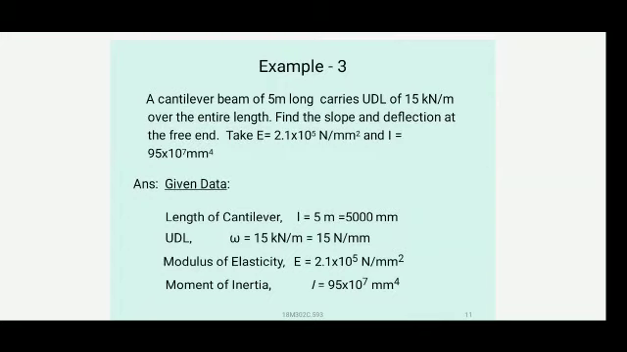Take E is equal to 2.1 into 10 to the power of 5 Newton per mm square, and I is equal to 95 into 10 to the power of 7 mm to the power of 4. You can find out the slope and deflection at the free end.